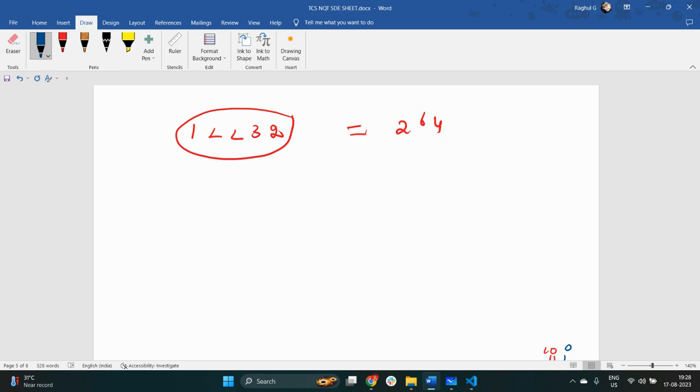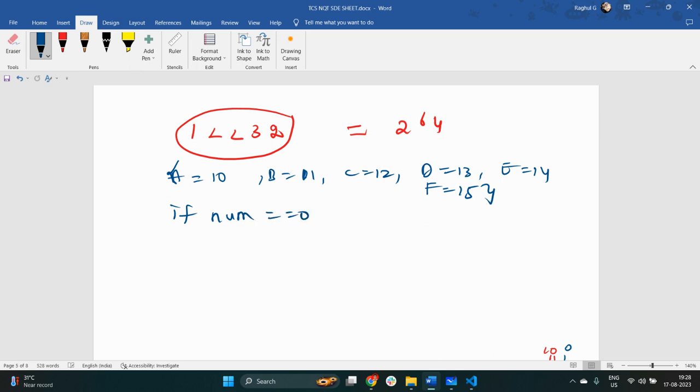Okay, let's start writing the code. I'm going to write the pseudocode, and while we are executing it, we'll write the code in Python. I'm going to take A is equal to 10, B is equal to 11, C is equal to 12, D is equal to 13, E is equal to 14, and F is equal to 15. I'm going to take it inside a data structure, a dictionary. Let's consider this. If my num is equal to 0, I'm going to return the same num as my answer.